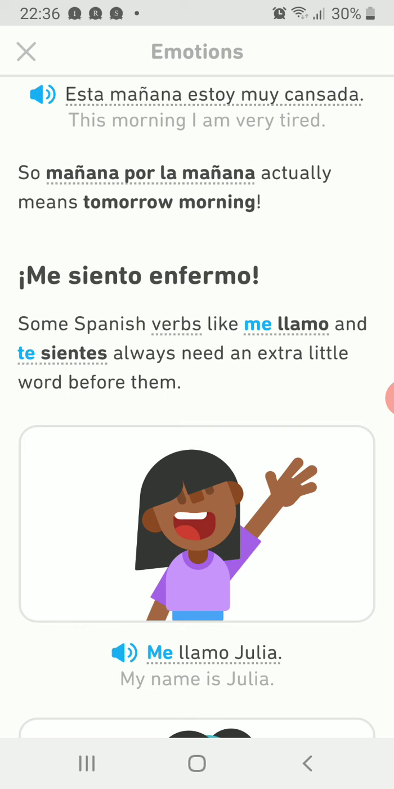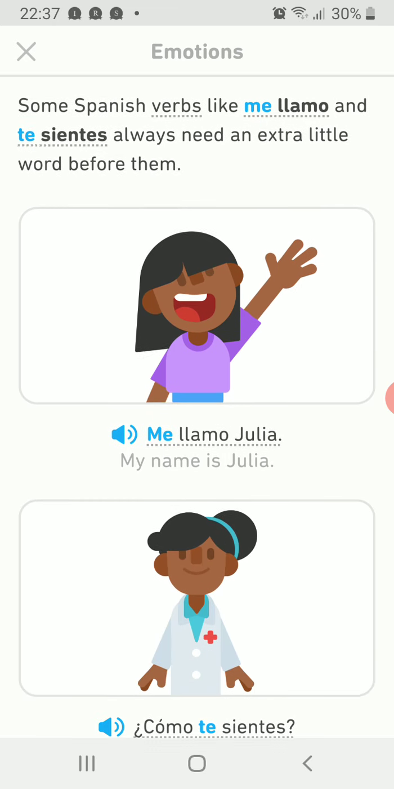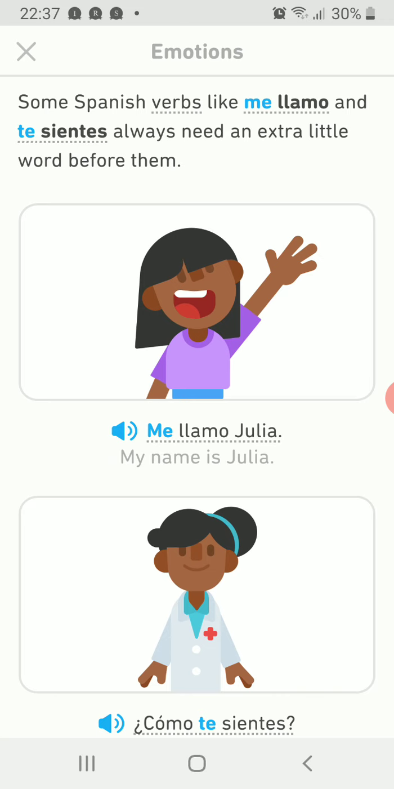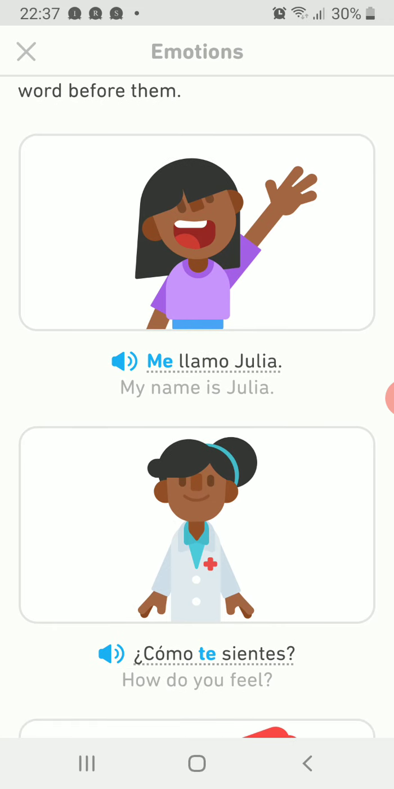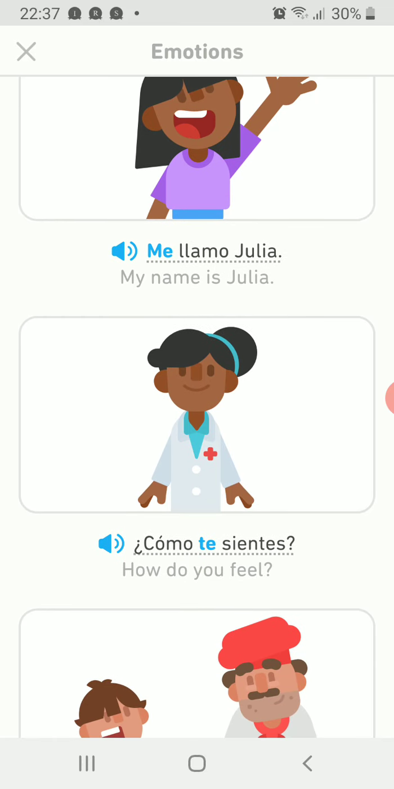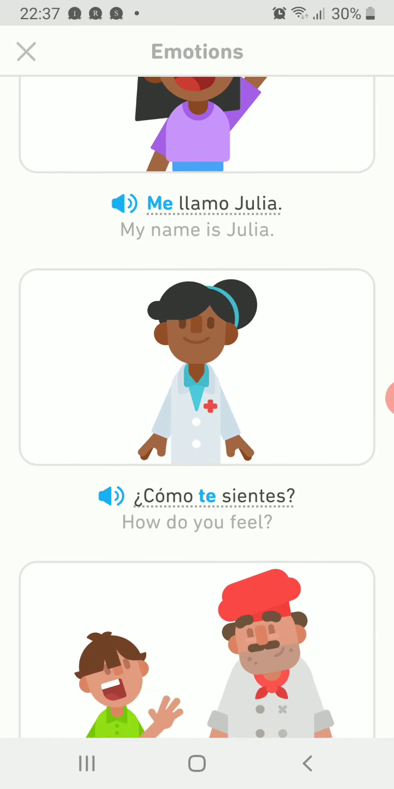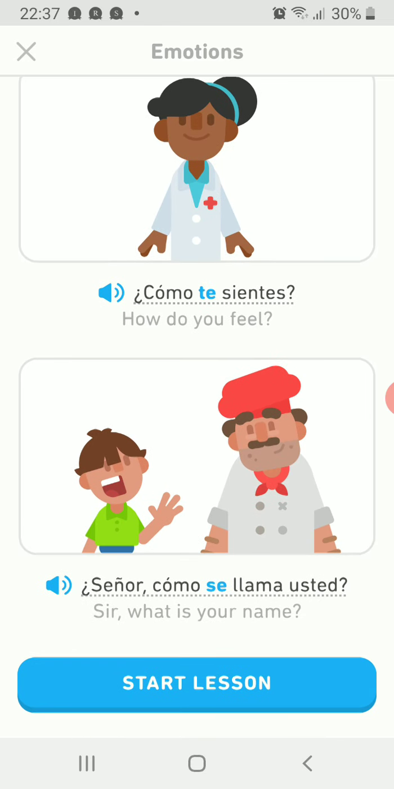Me siento enfermo. Here is a verb. I think it's the verb sentir, the infinitive of this verb. And some Spanish verbs like me llamo and te sientes always need an extra little word before them. So these are object pronouns, I guess. So me llamo, I call myself basically. I call me Julia. My name is Julia. ¿Cómo te sientes? How do you feel? Sentar. I think it's sentar. It's not sentar, but sentir.